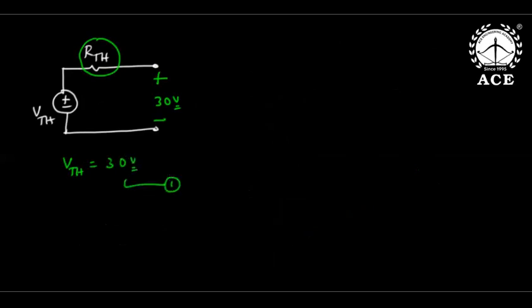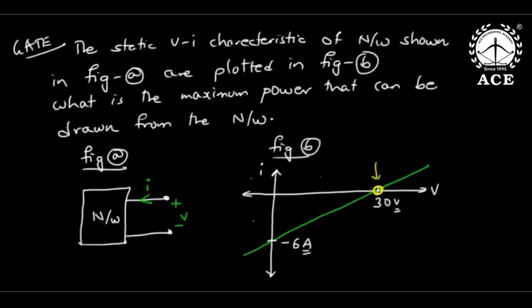Then the second observation. This is again VTH, this is again RTH. Now you take any other operating point. Take this point here. Voltage is 0, current is -6. Voltage 0 means shorted, so -6 is the short circuit current. Current entering the box is taken as positive, so the direction is that.